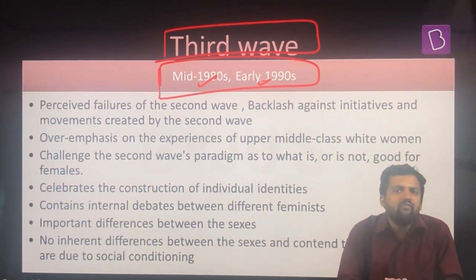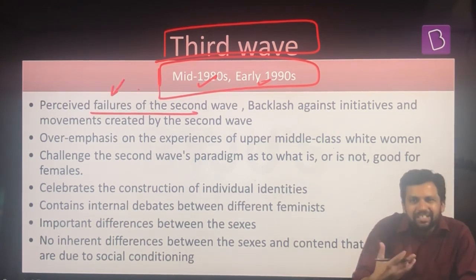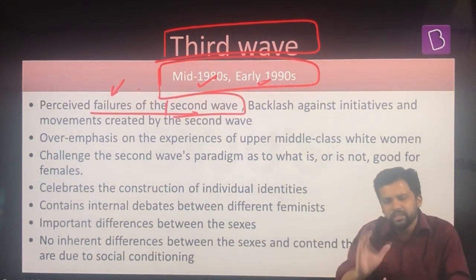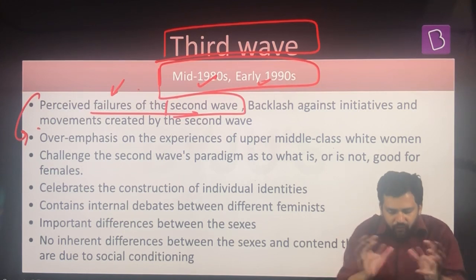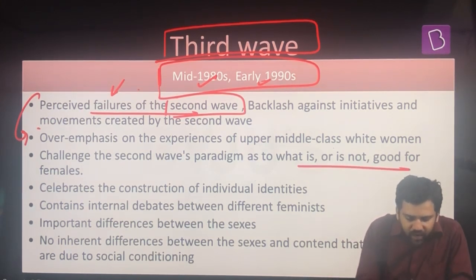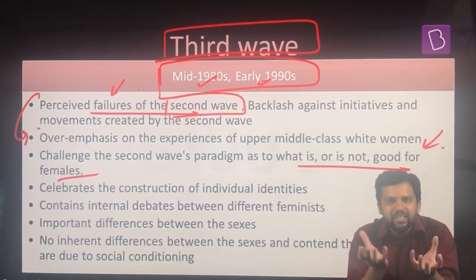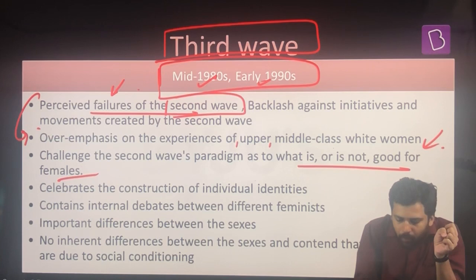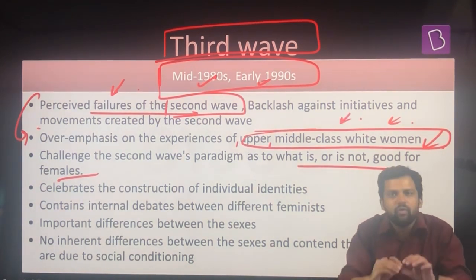Now, the third wave of feminism is emerging as a consequence of the perceived failures of the second wave of feminism. There was a backlash against many of the initiatives of the second wave. It was felt that the second wave was trying to decide what is good or not good for women, and this generalizing tendency was on the basis of the experience of only upper or middle class white women. So you are basically deciding what is good or bad for everyone on the basis of the experiences of only a certain category.